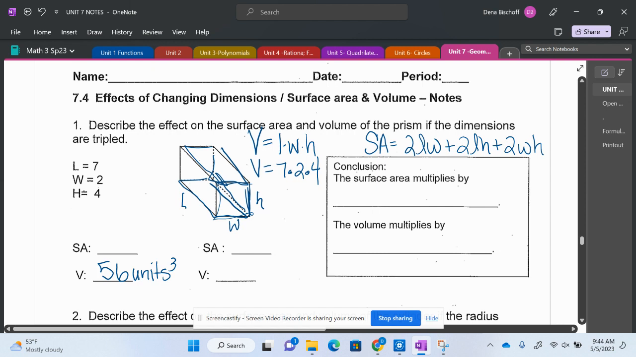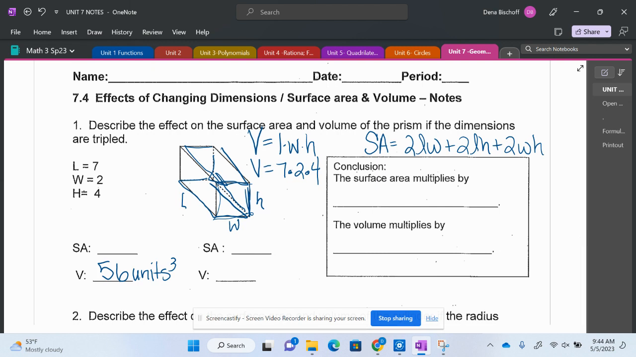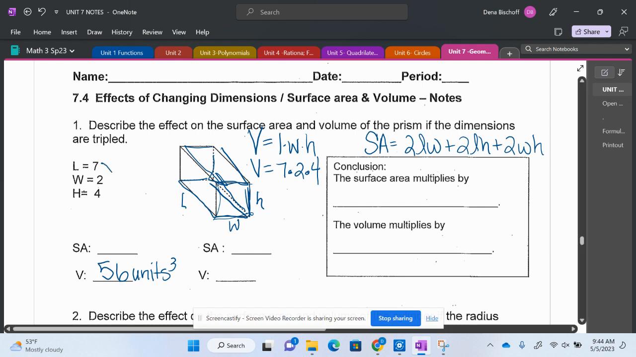Okay, so 56 units cubed. The surface area. So in your calculator, to find the surface area, 2 times 14 is 28, plus 2 times 8 is 16, plus 2 times 28 is 56. Adding those up, the total is 100. So 100 units squared.